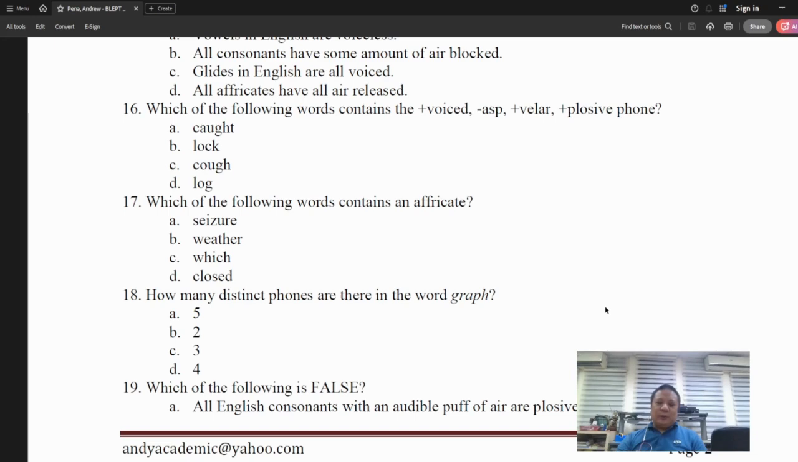17. Which of the following words contains an affricate? A. Seizure, B. Weather, C. Which, D. Closed. An affricate is a plosive released as a fricative. The answer is C. Which.